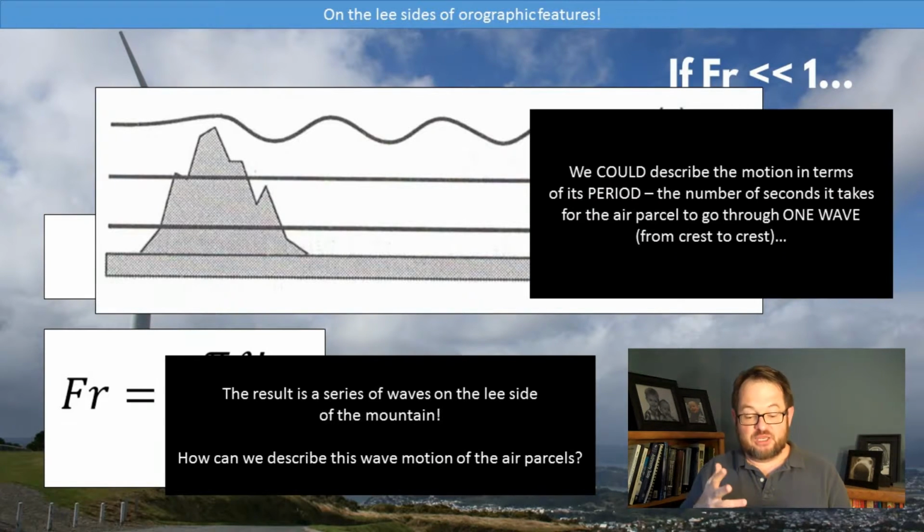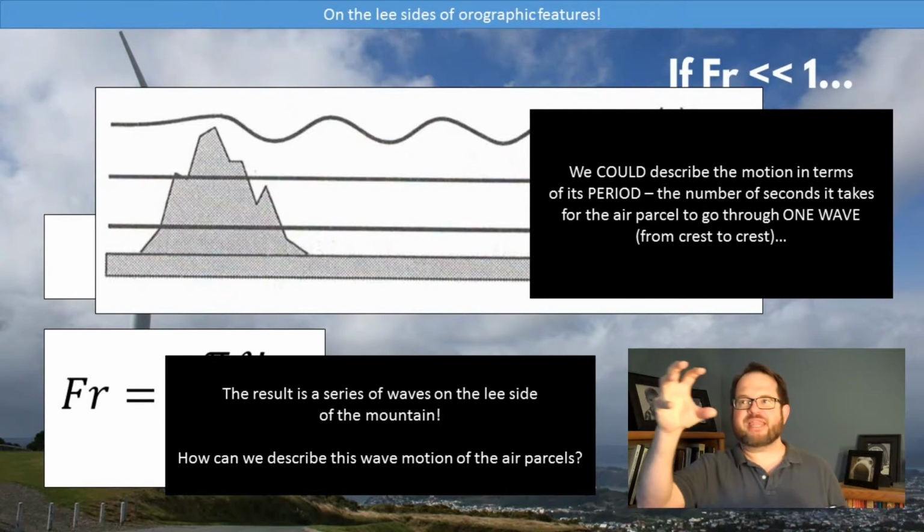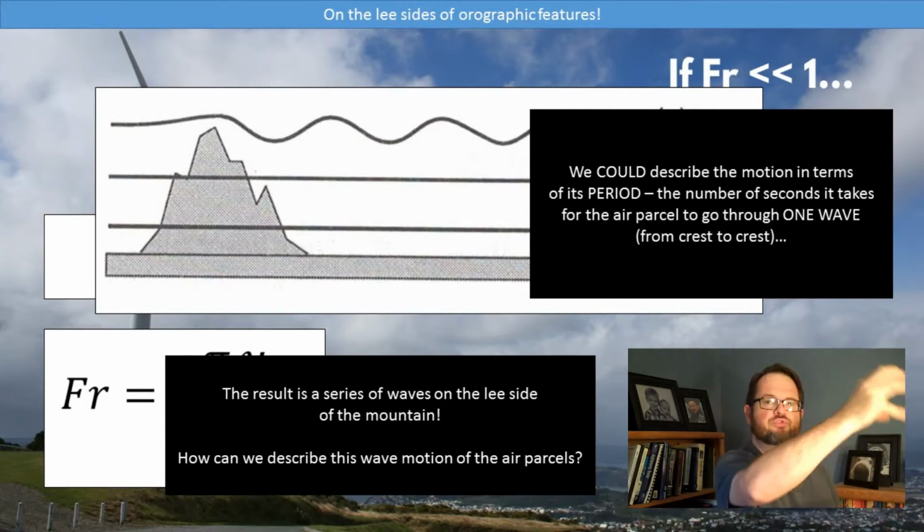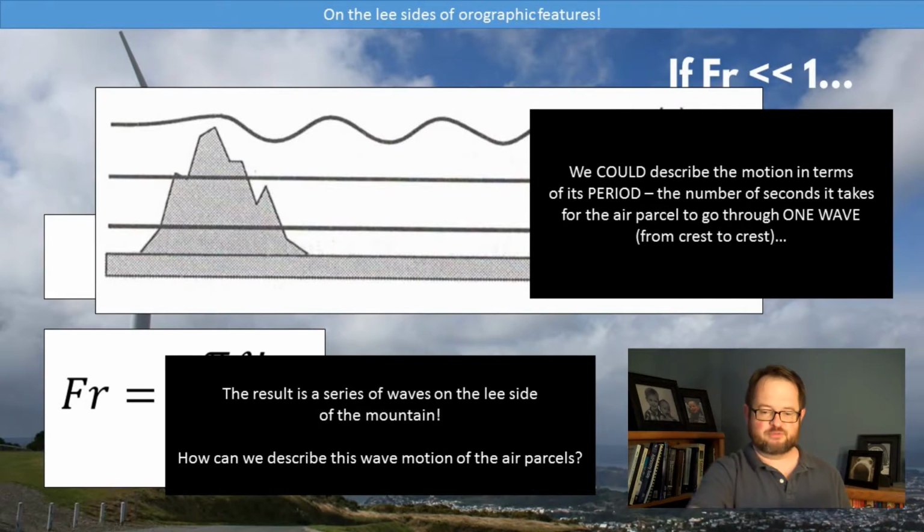Well, one possibility as to how we could do it would be to describe the period of those waves. As in, here's an air parcel. How many seconds does it take for it to go through one whole wave, from the crest of one wave to the crest of the other? Period is a very logical way to describe a motion that is oscillating. Okay. Period of a pendulum, or any kind of motion, the period of a spring or something like that. Period is a useful way to do that.